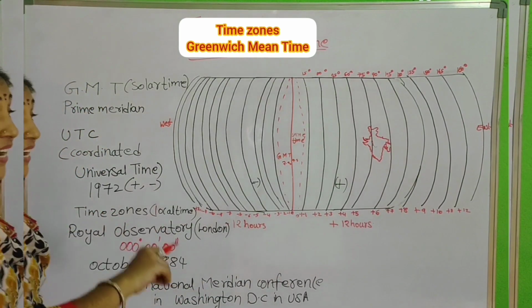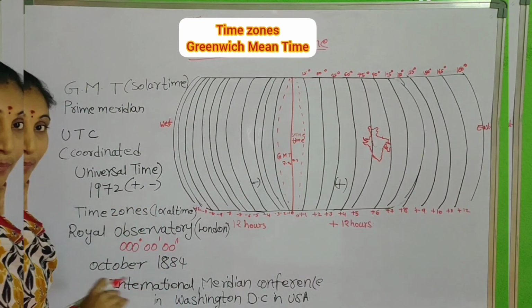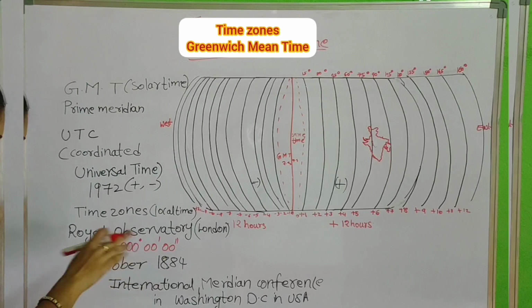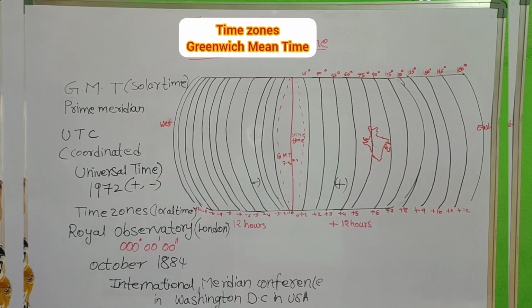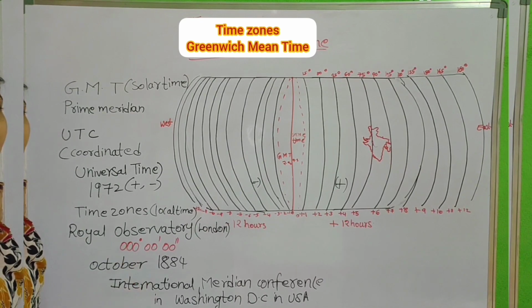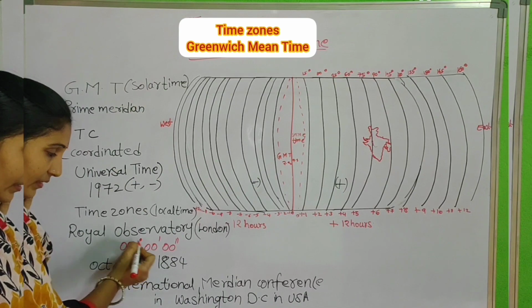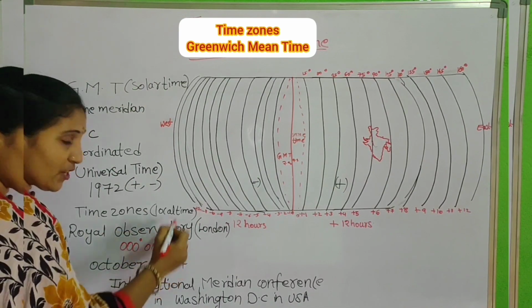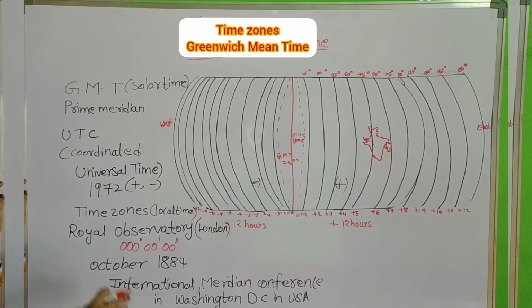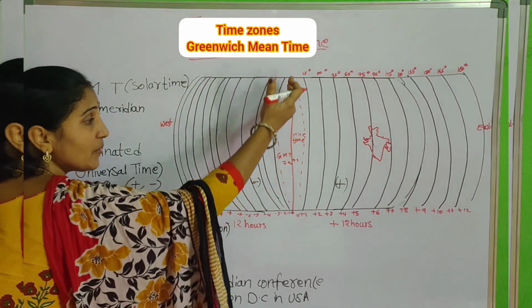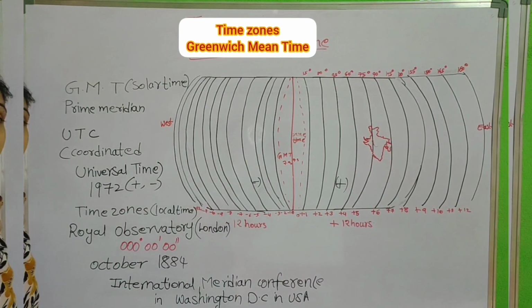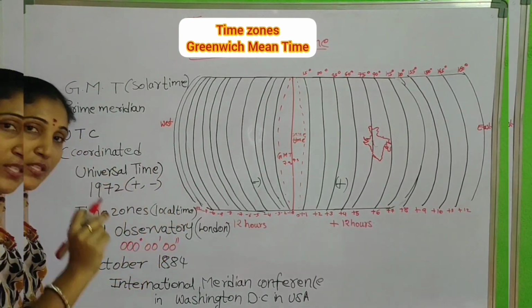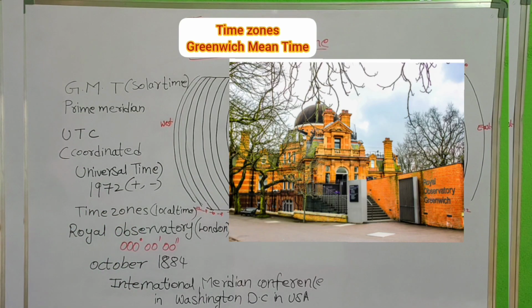Now, at the place of the prime meridian, where it passes exactly through the Royal Observatory in London, it is known as 0 degrees, 0 minutes and 0 seconds. Once again, near the Royal Observatory where the Greenwich Mean Time meridian passes, the longitude is termed 0 degrees, 0 minutes, 0 seconds.